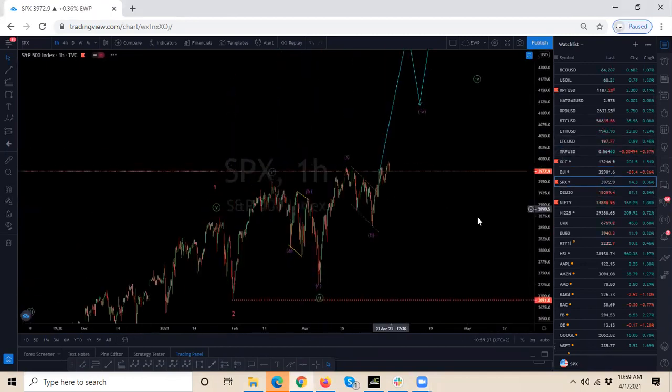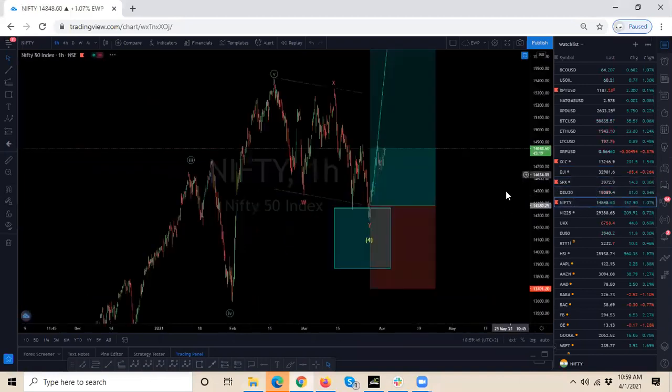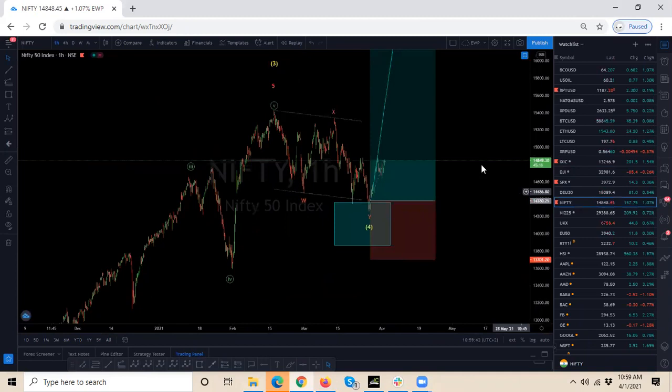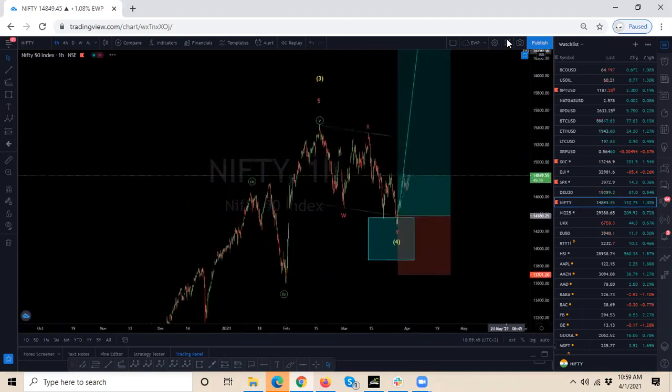It has just broken out here. This is not the one that I wanted to look at. I think this is the one that I wanted to look at. Nifty. Right, so this was our chart of the week.